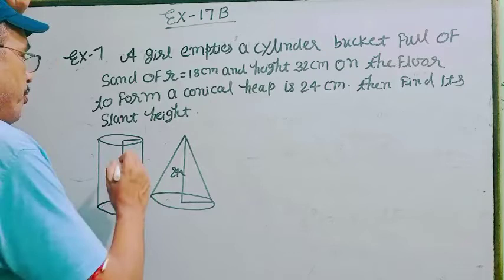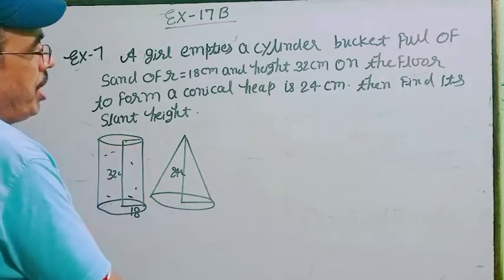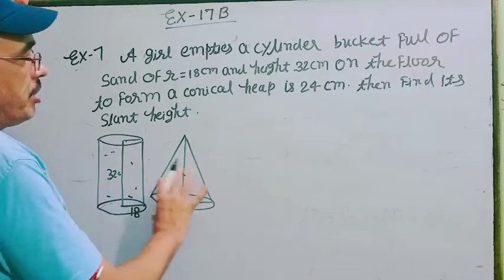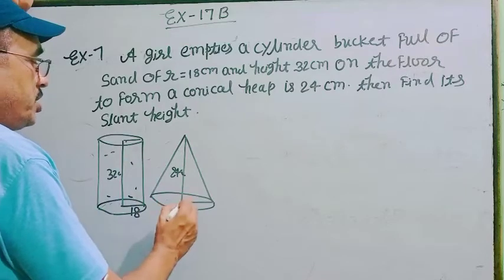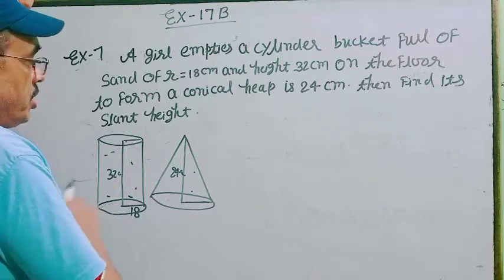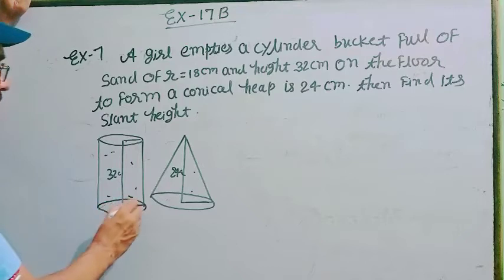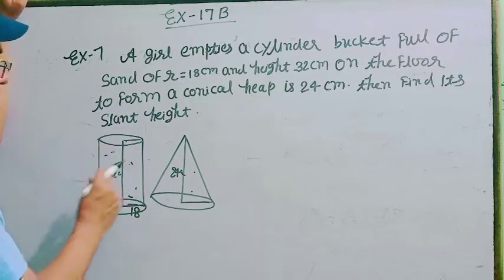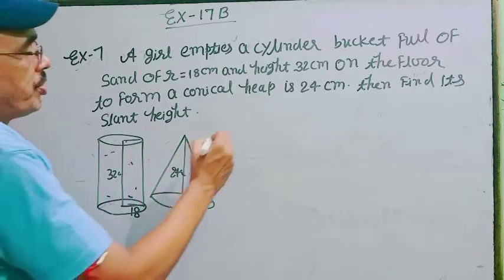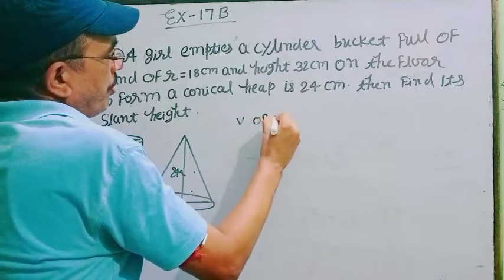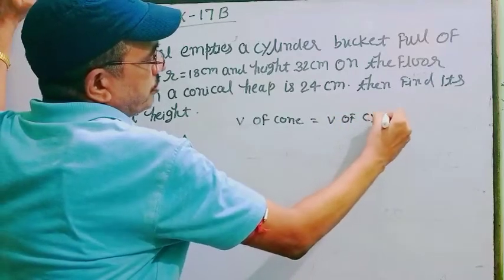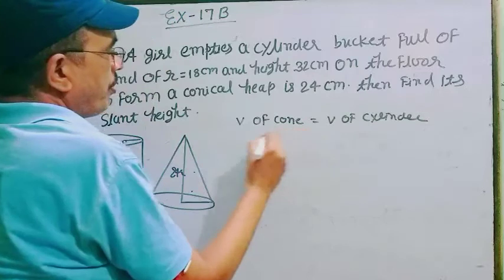Dear student, when the sand is in the form of a cylinder and after that it is in the form of a cone, it is clear the volume of the cylinder is equal to the volume of the cone, because this conical part is made from the sand that is in the bucket, the cylinder. So the volume of sand in this cylindrical part is equal to the volume of the cylinder, and then after this it is formed into the cone, so the volume of the cone is equal to the volume of the cylinder. So you can write the volume of the cone is equal to the volume of the cylinder.